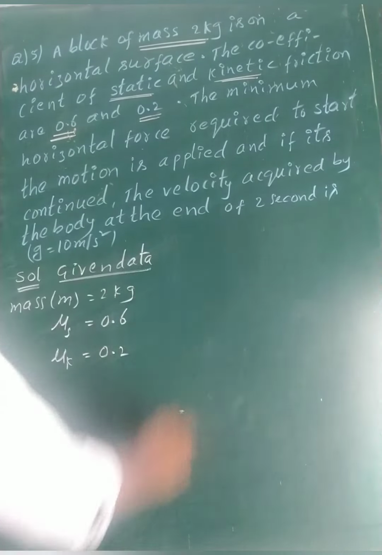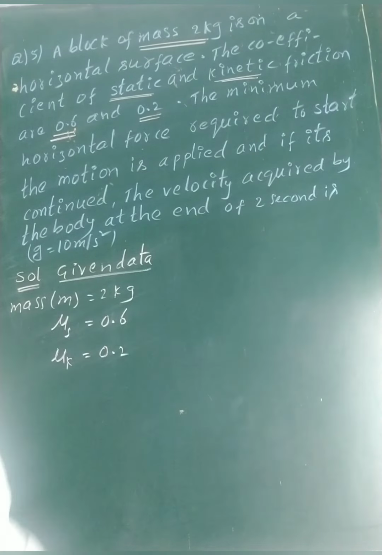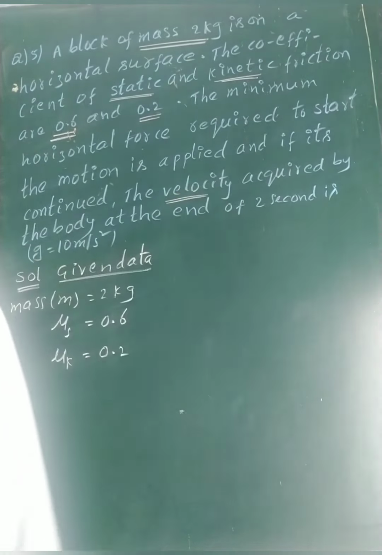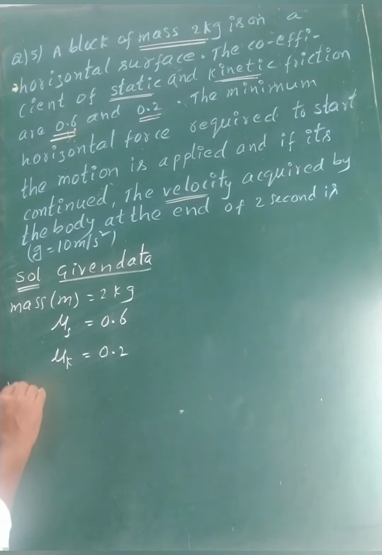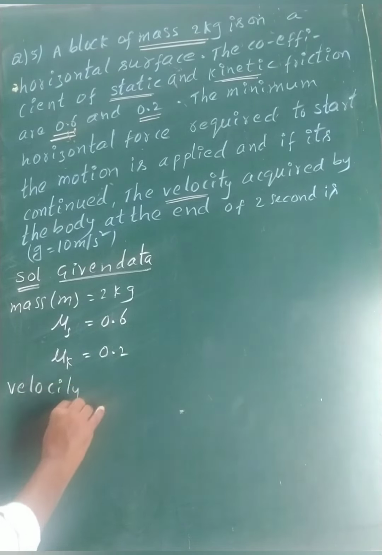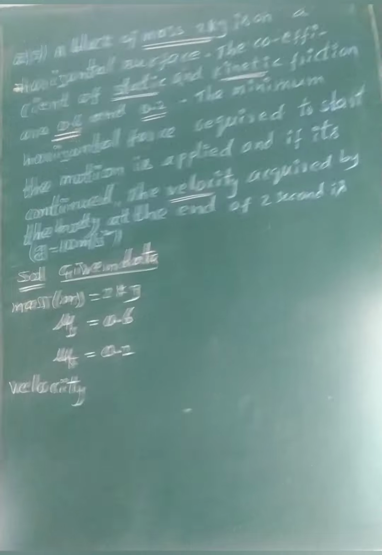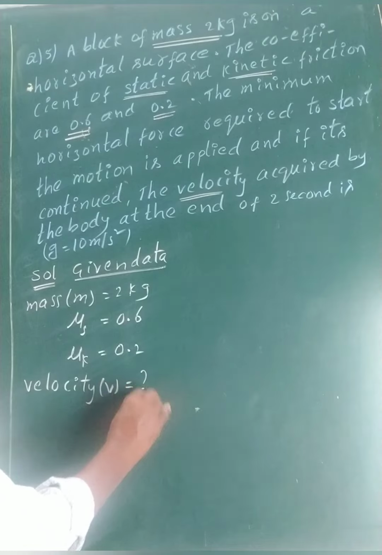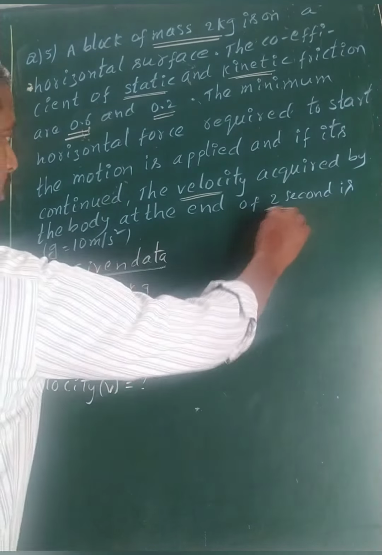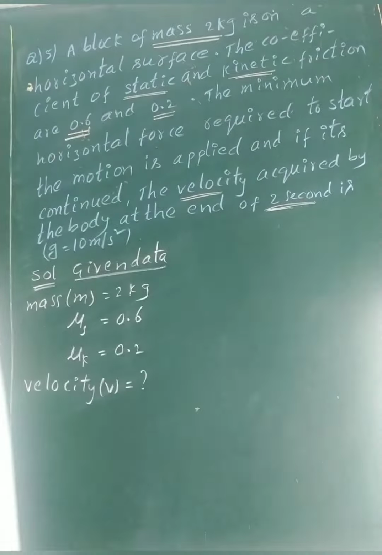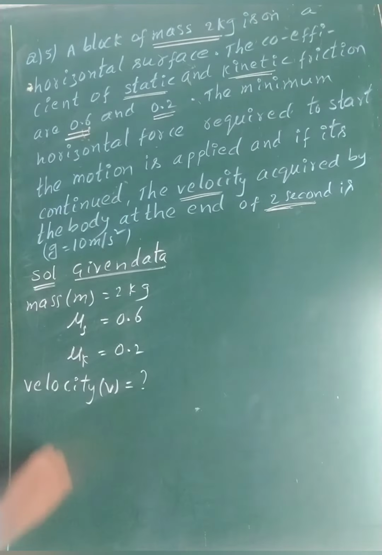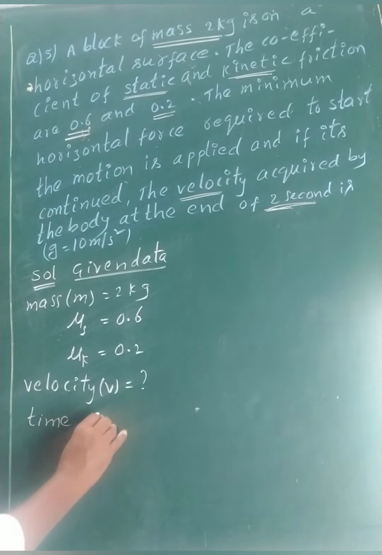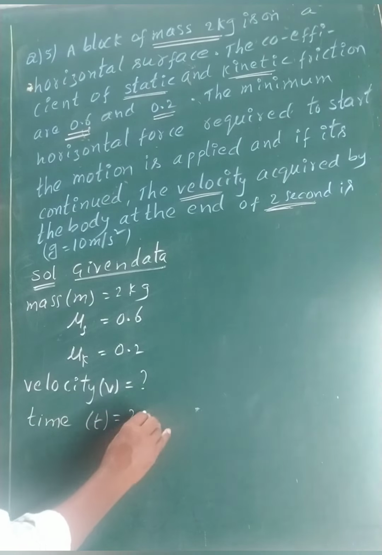The minimum horizontal force required to start the motion is applied, and if it is continued, minimum force is applied. What we have to find is the velocity. Velocity v equals question mark. At the end of 2 seconds means the given time t equals 2 seconds.